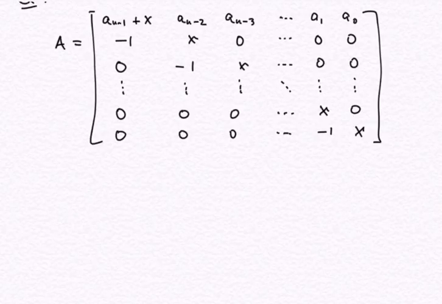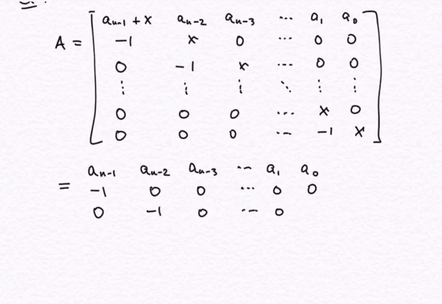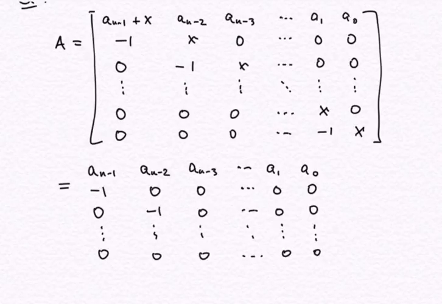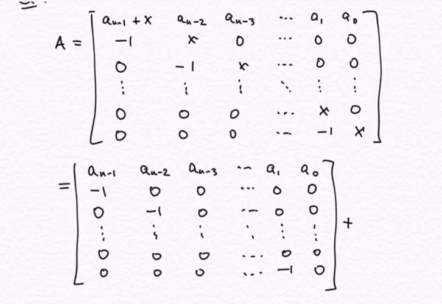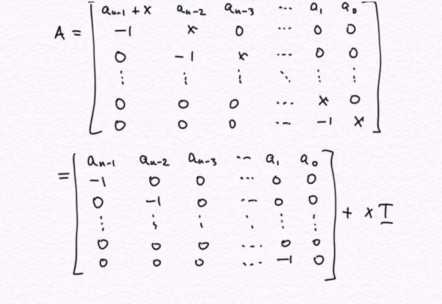Or, if you will, this is the matrix with first row a_{n-1}, a_{n-2}, a_{n-3}, a_1, a_0, then minus 1 and zeros, minus 1 below, and so on, with a minus 1 in the last row, plus x times the identity. Now we want to calculate the determinant of this matrix. This is an n by n matrix, we count it from 0 to n minus 1, so that's n.